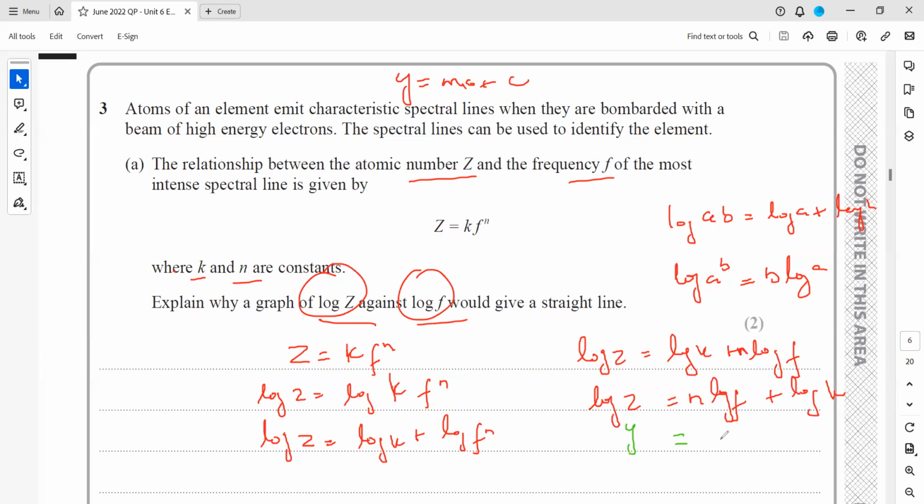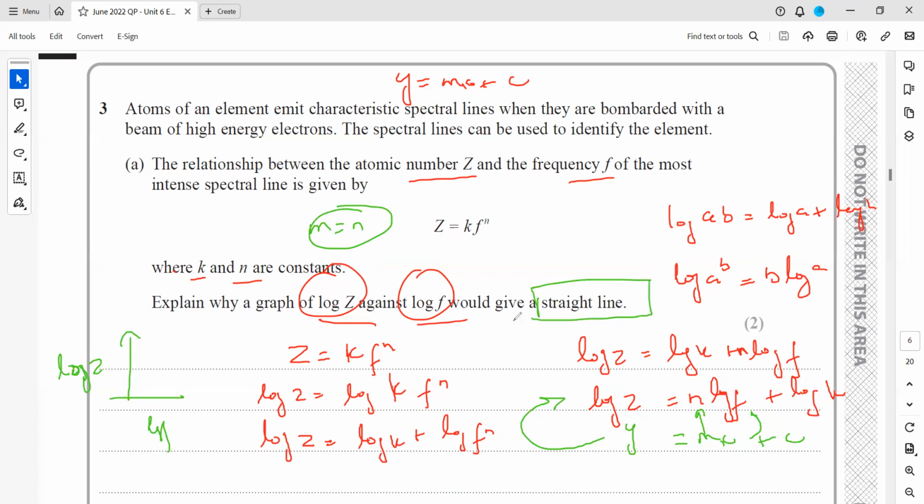Then we compare with the equation of straight line, y is equal to mx plus c. So on y-axis, we have log z, on x-axis, we have log f. So if we have log z on y-axis and log f on x-axis, what will be our gradient? Our gradient m is equal to n, and where n is constant, it means the gradient is constant. So whenever gradient is constant, it will always be a straight line. In this case, it won't pass through origin because there is a y-intercept, as log k is a y-intercept. So the straight line will not pass through origin.